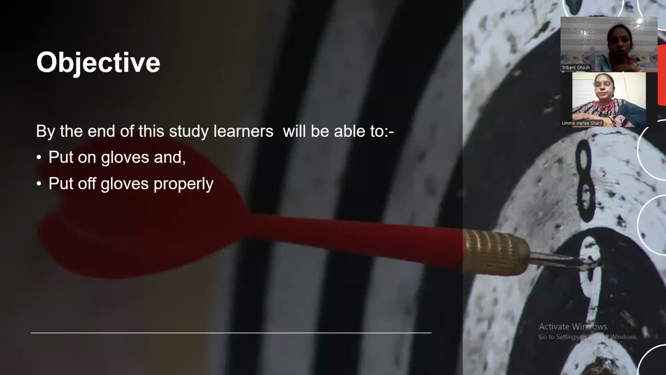Okay. So what is our objective? What is the objective of today's session? I'm pretty sure that after today's session, you will be able to put on your gloves and put off your gloves confidently by the end of today's session.